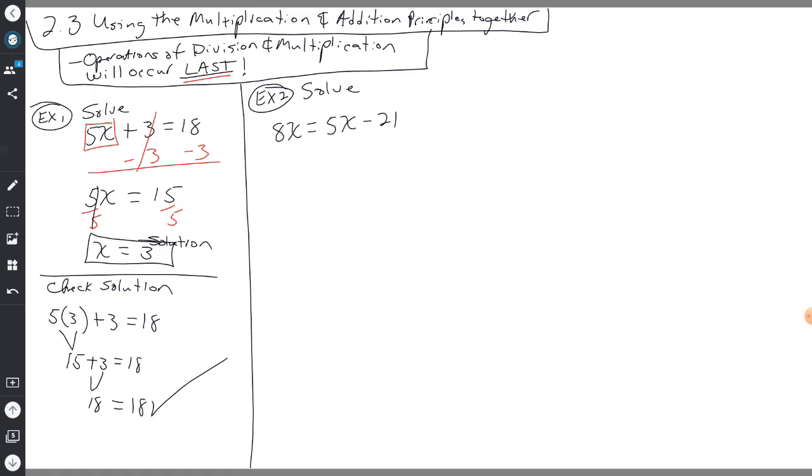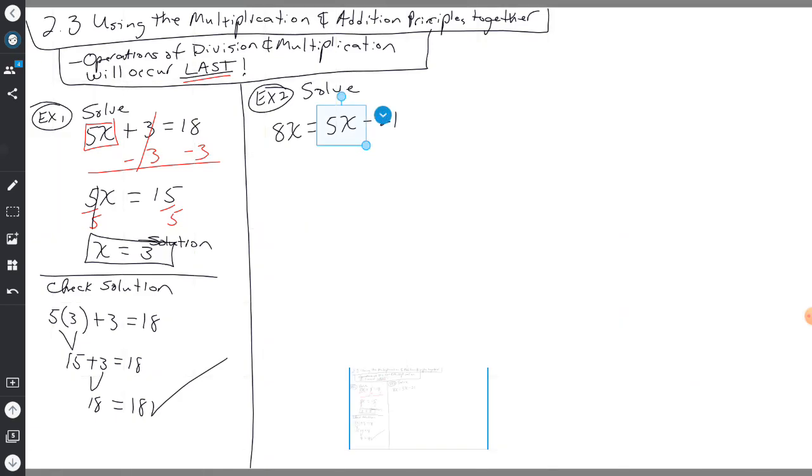Any other ideas? Combine the terms. What, which, where? The 8x and the 5. But they're on different sides though. We can only say combine if they're on the same side. So I know what you're talking about, what you're really saying is that we can move this to the other side, right? How can we move this?